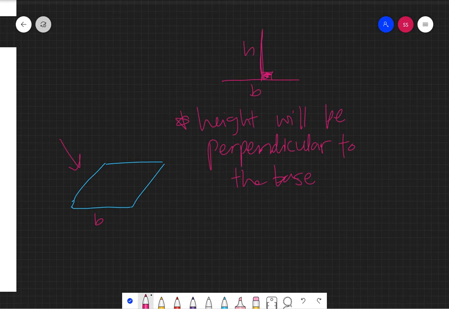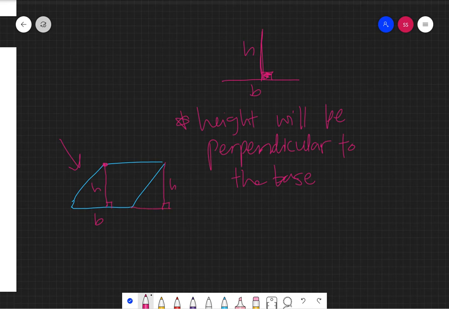So if we look at this parallelogram, this does not intersect at a 90-degree angle, right? That's not 90. But what we could do is drop a line from one of these vertices, corners, drop a straight line down, and that would give us a 90-degree angle, and that would be our height. Now you could also draw it outside of your parallelogram, so that would be your height, because if we extended the base, it would be perpendicular to it.